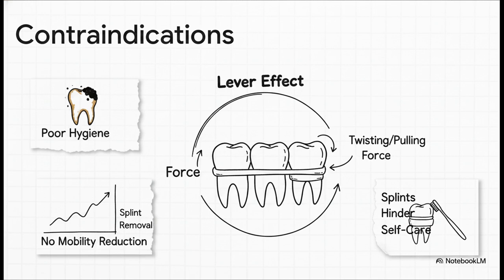You end up injuring the entire unit. You also trade stability for an increased risk of caries and plaque accumulation. And here is the harsh clinical reality we have to accept. Studies show that splinting does not actually reduce the underlying tooth mobility once the splint is eventually removed. It really only provides stability while it's physically attached.